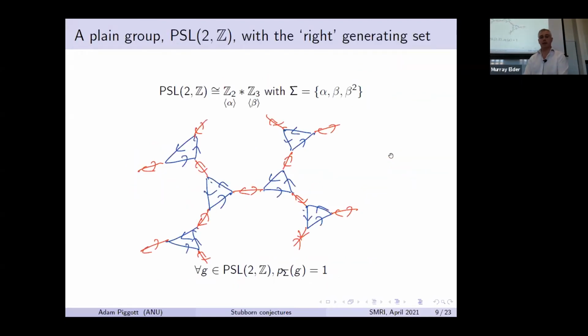All right, well, here's a plane group. Wonderful, really great. All right, with the right generating set. So PSL2Z is actually isomorphic to a free product of two finite groups, which makes it a plane group. Remember, the definition of a plane group was free products of finite groups and infinite cyclic groups. So this is a plane group.